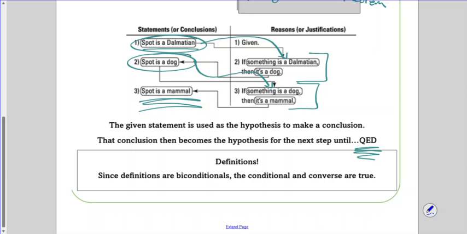So definitions are a little bit more versatile. We didn't have that in our example, but definitions are a little bit more versatile because conditionals and their converses are true, so you can use them a little bit more flexibly. They can go either direction. We'll get into an example like that.